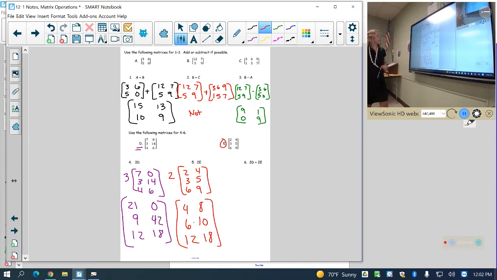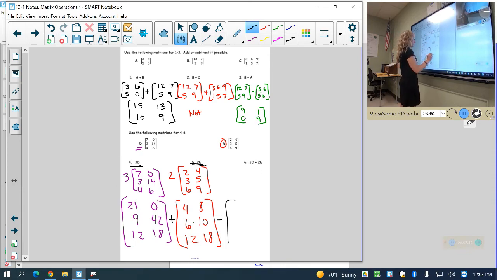Finally, 3D plus 2E. We already did 3D and we did 2E. Now we're just going to add those two, and we can do that because they're both 3 by 2 matrices. Since they match in the number of rows and the number of columns, we can add them. So 21 plus 4 is 25. 0 plus 8 is 8. 9 plus 6 is 15. 42 plus 10 is 52. 12 plus 12 is 24. 18 plus 18 is 36.